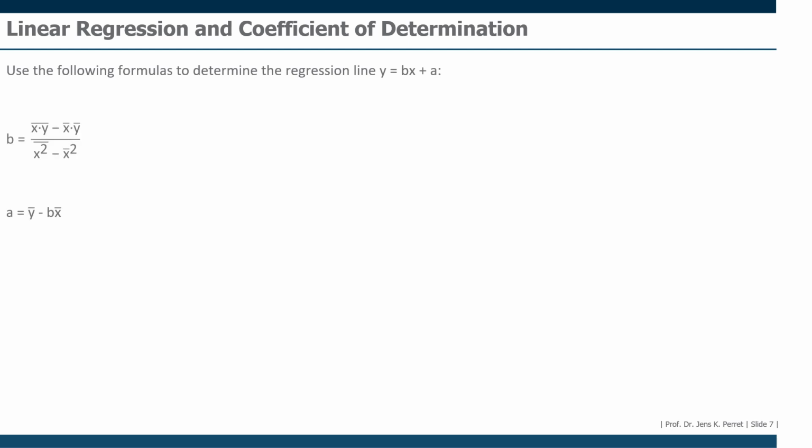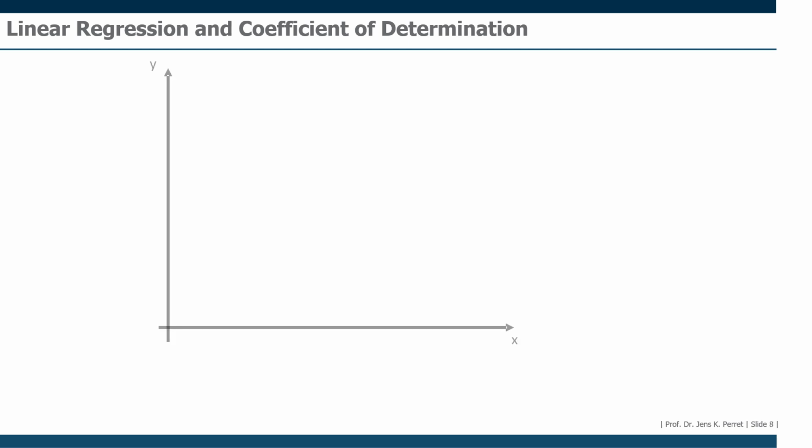So if we summarize this, that's the two formulas we have to use. The problem, however, is we do not yet know how good this line actually fits. We know it's the best one, but the best one could still be relatively bad. So what we do next is talk about the so-called coefficient of determination. This one tells us how good our relation actually is.